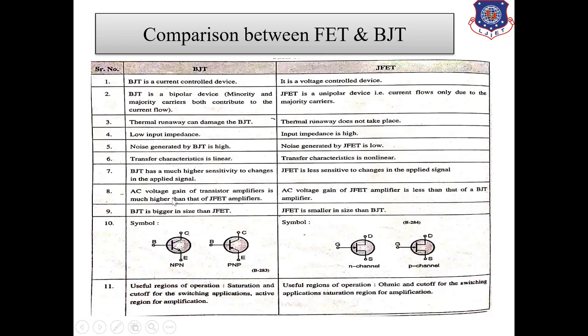Next difference, the AC voltage gain of BJT amplifiers is much higher than that of JFET amplifiers. And in JFET, the AC voltage gain of a JFET amplifier is less compared to a BJT amplifier. In short, AC voltage gain is higher in BJT and lower in JFET. Next point, BJT is bigger in size, JFET is smaller in size.